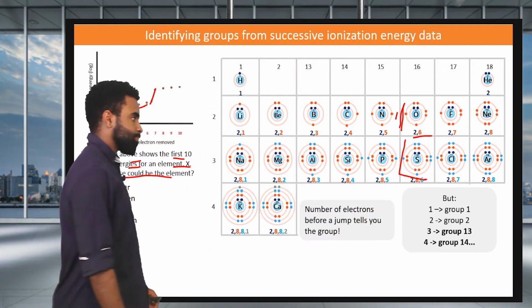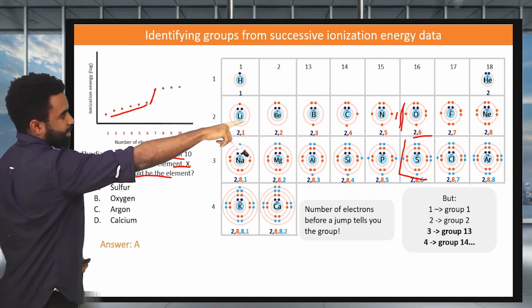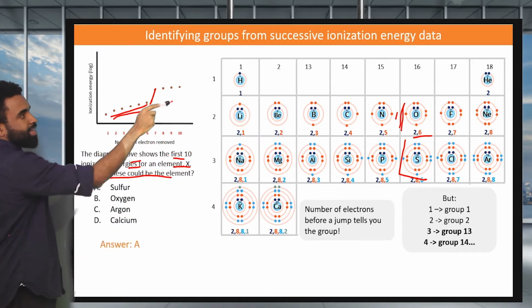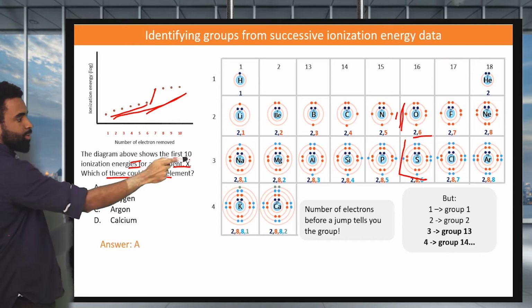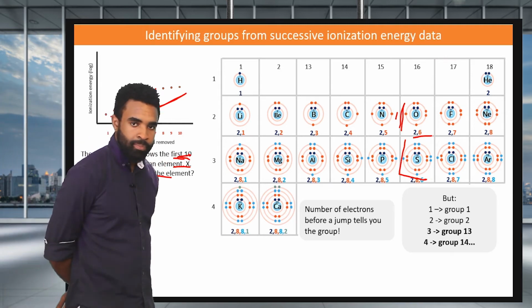So which one is it? It can't be oxygen. Why? Because oxygen has only 8 electrons, and here we're talking about removing 10 electrons. It shows the first 10 ionization energies. So it has to therefore be sulfur.